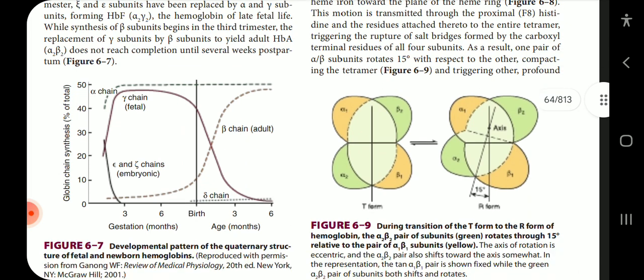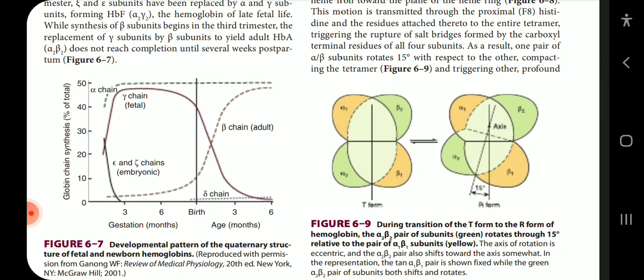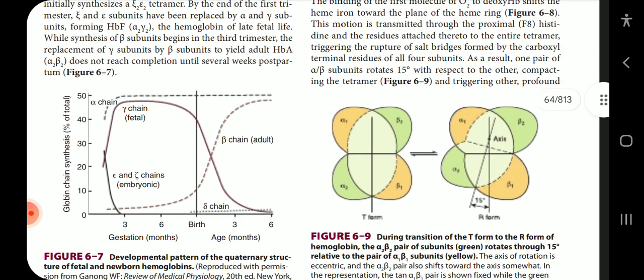In figure 6.9, we can see that during the transition of the T form to the R form of hemoglobin, the alpha 2 beta 2 pair of subunits rotates 15 degrees relative to the pair of alpha 1 beta 1 subunits. The axis of rotation is eccentric and the alpha 2 beta 2 pair also shifts toward the axis somewhat. In the representation, the tan alpha 1 beta 1 pair is shown fixed, while the green alpha 2 beta 2 pair of subunits both shifts and rotates.